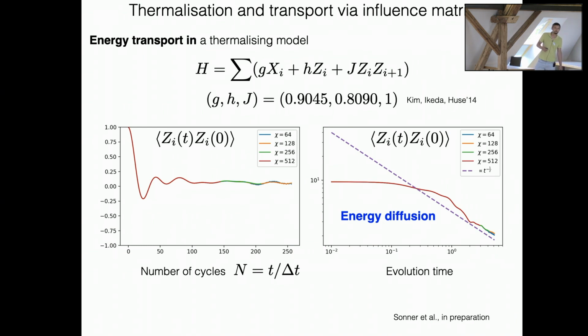Why did we still use the Hz term in order to break the degeneracy? To break integrability, yeah. Right. This is very strongly non-integrable, exactly. So in this paper by Kim, Ikeda, and Hughes, it was chosen as the most chaotic point where things thermalize fast, the ETH nicely holds, and so on.